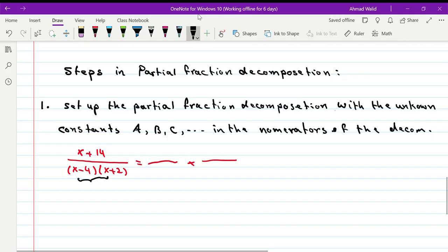Set up the numerator with unknown variables a, b, c. I will write a over x minus 4 plus b over x plus 2. That's your step 1: set up the partial fractions decomposition with unknown constants a, b, c, d. How many of them you need in the numerator depends on the factors.